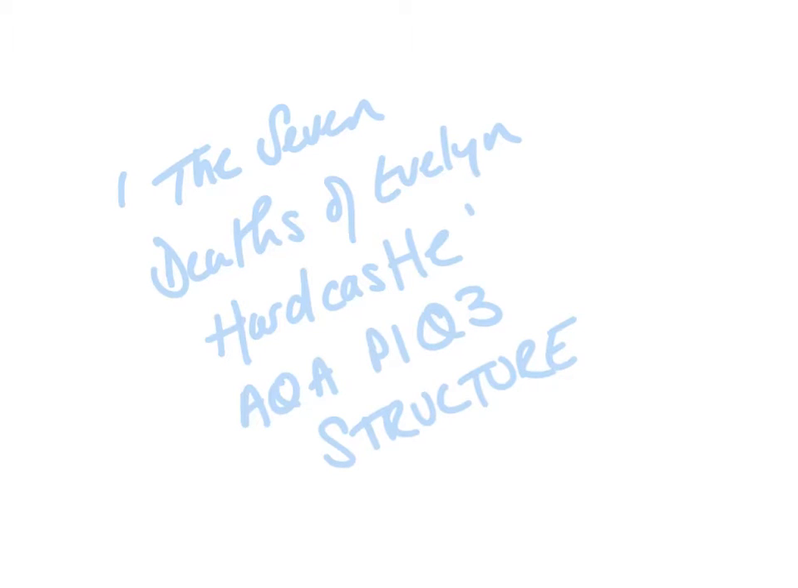This is using an extract from the absolutely brilliant novel The Seven Deaths of Evelyn Hardcastle. This is a book by Stuart Turton, and if you're interested in narrative and how narrative hangs together, then I well and truly recommend it. It's a brilliant murder mystery. But we're going to use it today to look at AQA Paper 1, Question 3, the structure question.